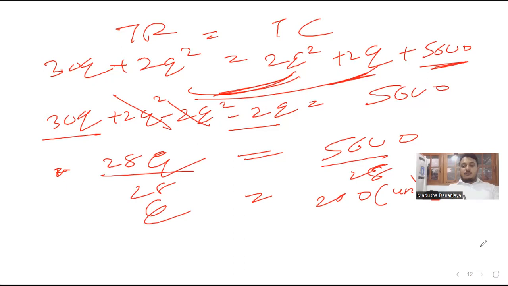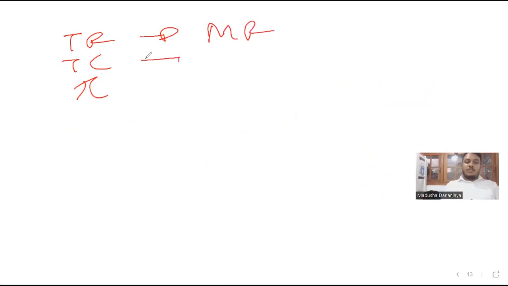Then the next one is very special, guys. You will be asked to derive marginal functions of these functions: TR, TC, and the profit function. The marginal function of TR is marginal revenue. The marginal function of TC is marginal cost. The marginal function of profit means the marginal profit function.